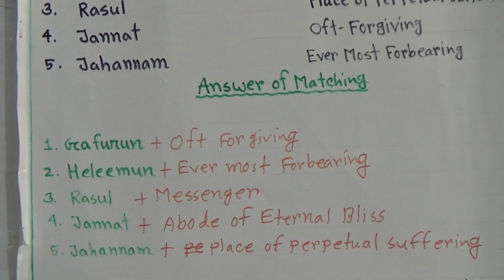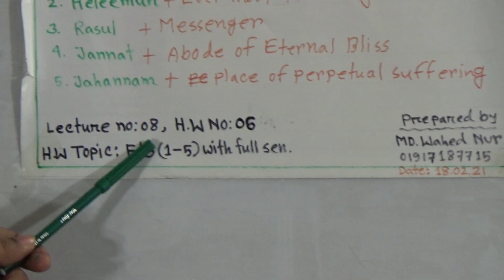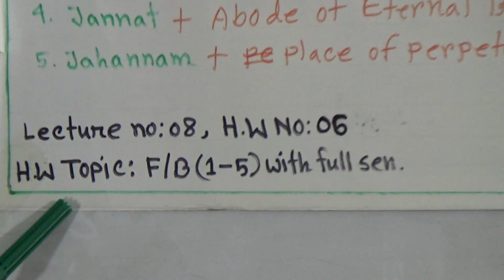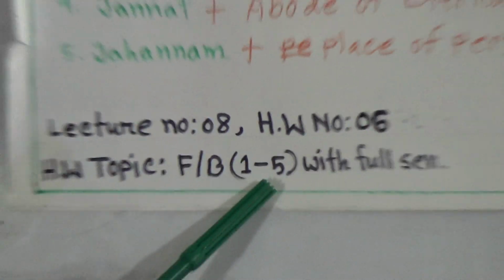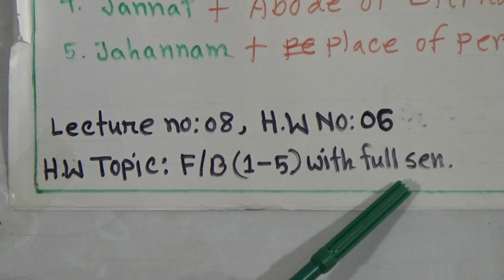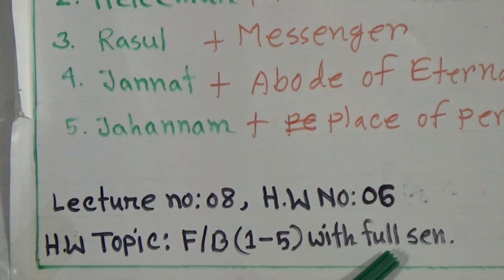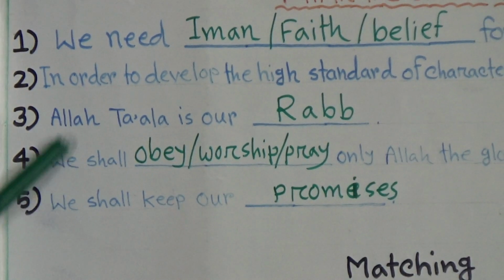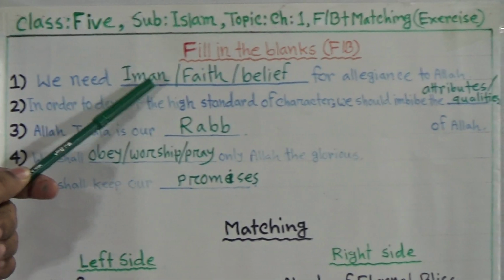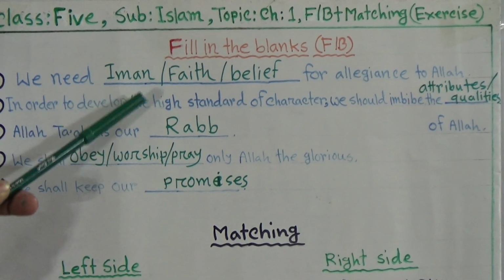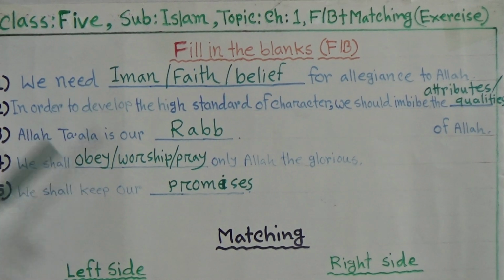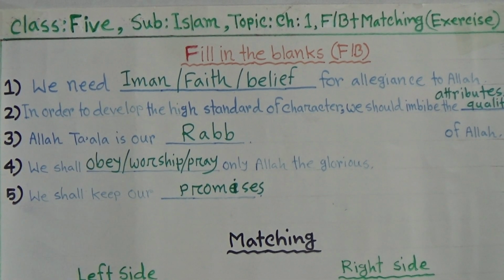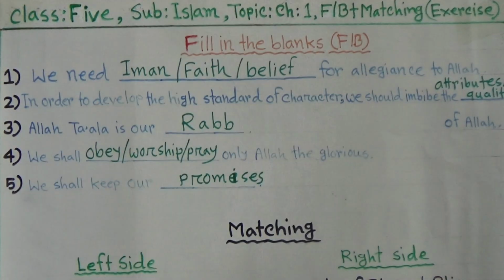Now keep attention to the HW. This is lecture number 8, HW number 6. HW topic is fill in the blanks 1 to 5 with full sentence. Students, keep attention. Don't write only the answer of fill in the blanks. You have to pick a full sentence, and you can choose any one answer. No need to pick up all the words. So pick up the full sentence and choose any one word from there. I hope you understood, my dear students.